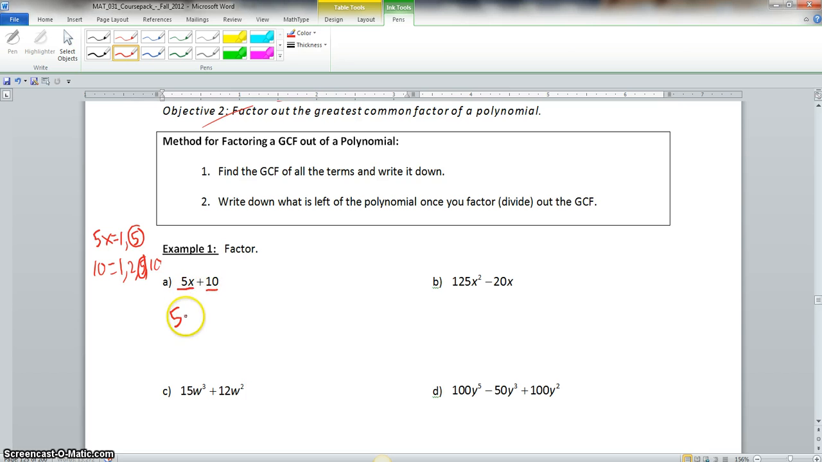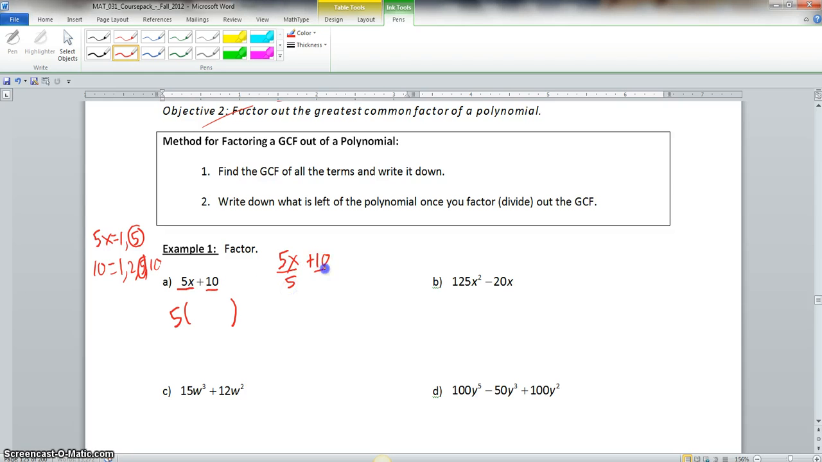But since this is an expression, we have to put what's remaining inside of a parenthesis. Now to determine what goes inside this parenthesis, this is what you would do, and I'm going to write this off to the side. You would take those terms and you would divide those terms by what you factored out.